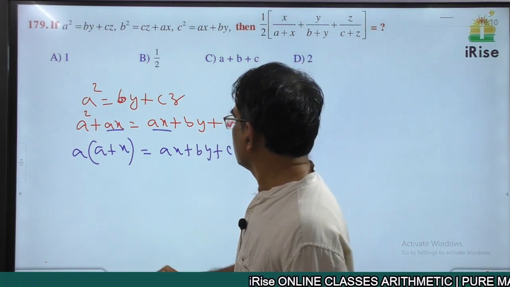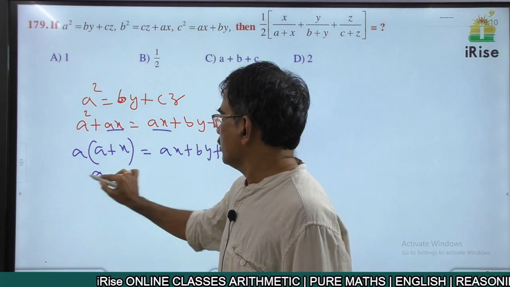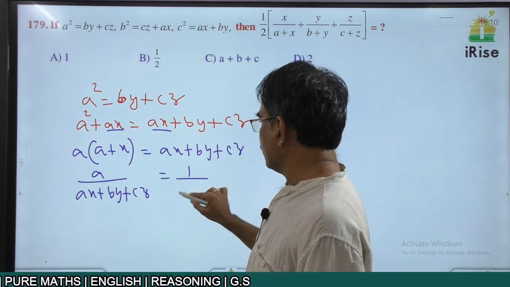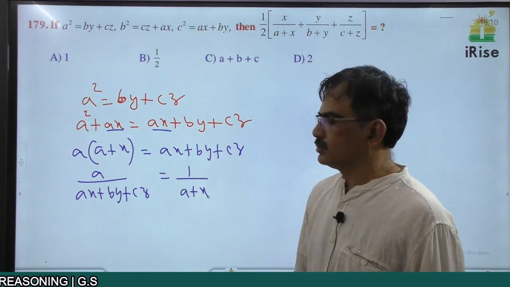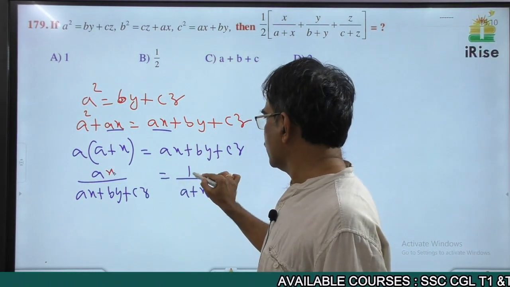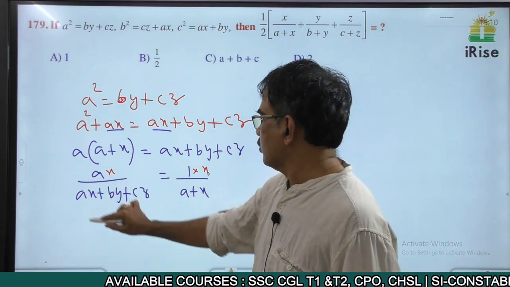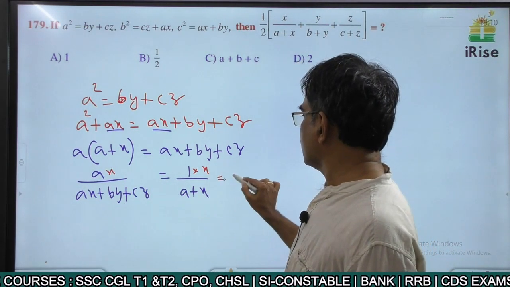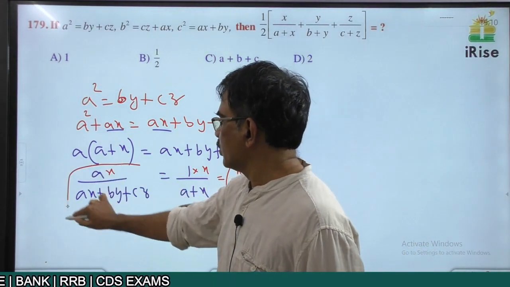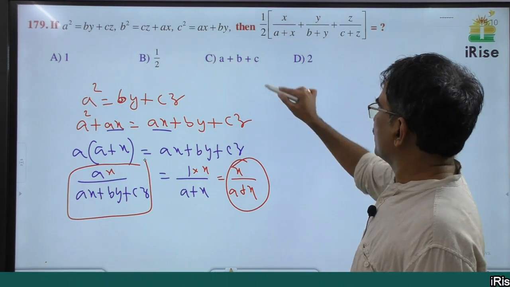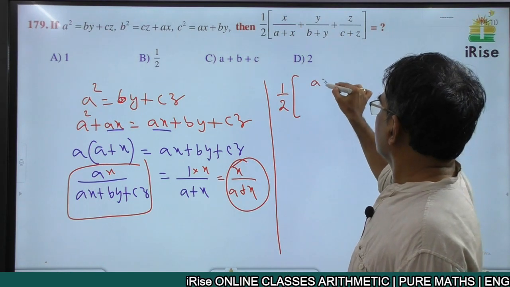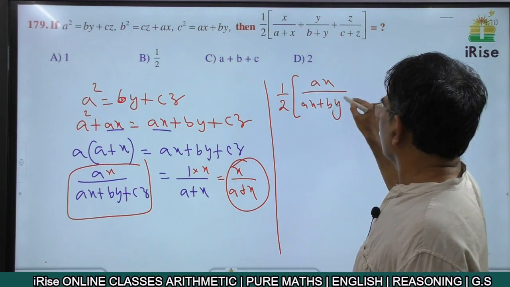Okay, then a by (ax plus by plus cz) is equal to 1 by (a plus x). Then multiply by x on both sides. So ax by (ax plus by plus cz) is nothing but x by (a plus x). So x by (a plus x) is equal to this part. See the question: this is nothing but half into x by (a plus x), which is ax by (ax plus by plus cz).